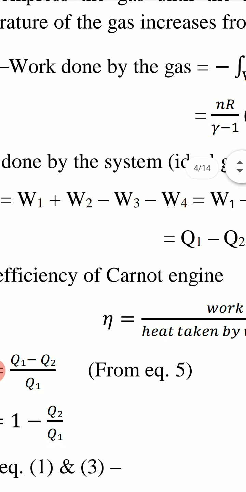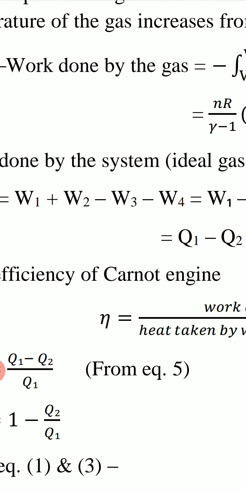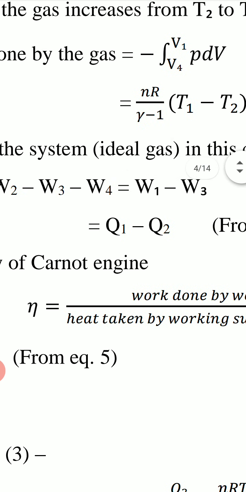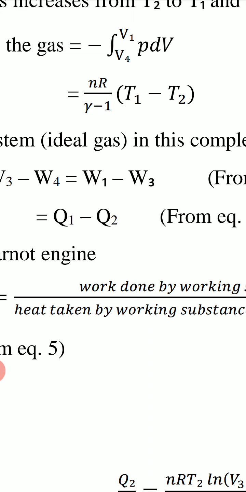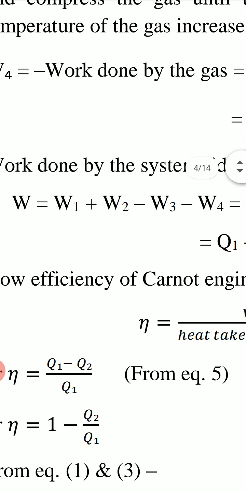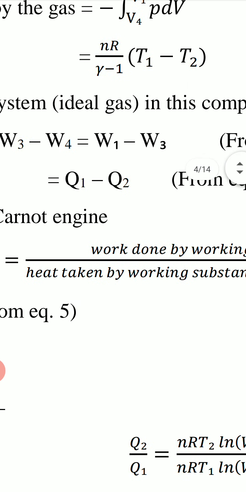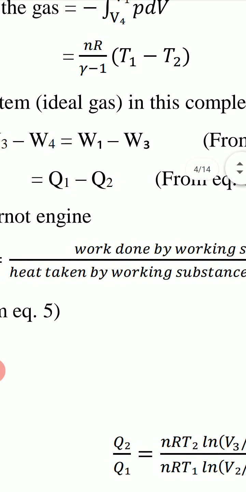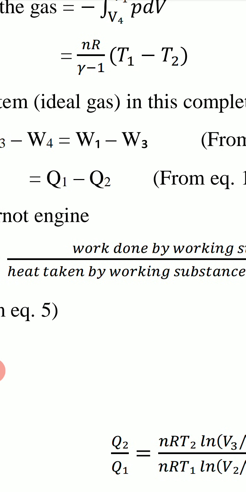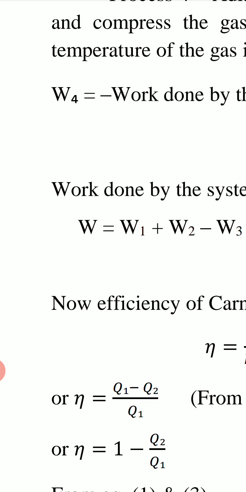As we have seen, W2 is equal to W4, so these two terms cancel out, and this becomes equal to W1 minus W3, and W1 is equal to Q1 and W3 is equal to Q2. So the total work done in the complete Carnot cycle, W, comes out to be equal to Q1 minus Q2. Q1 is the heat taken from the heat source, and Q2 is the heat given to the sink, and the difference is equal to the work done in the complete Carnot cycle.